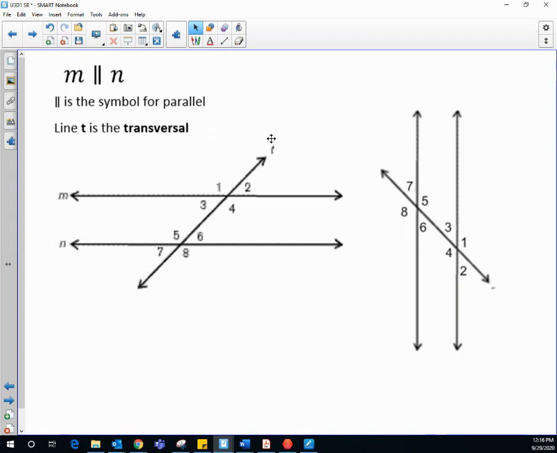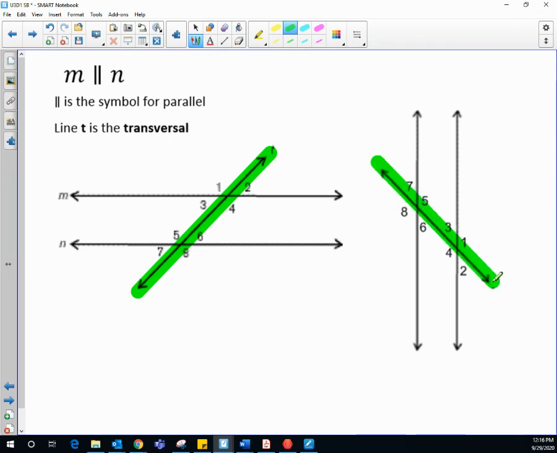A transversal is a line that intersects two or more lines. So in this case, line T is the transversal. So I'm going to highlight that. Okay, and so if this other figure, which is turned slightly a different way, this line would still be the transversal because it is crossing two or more lines. And whereas on this figure, here would be your parallel lines.